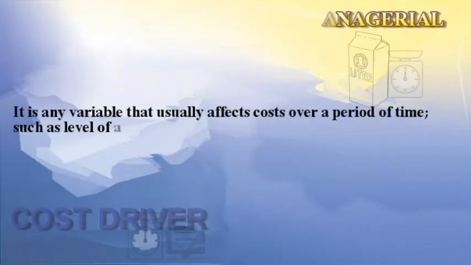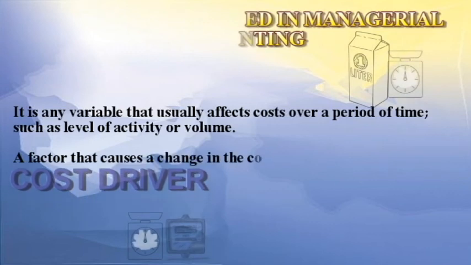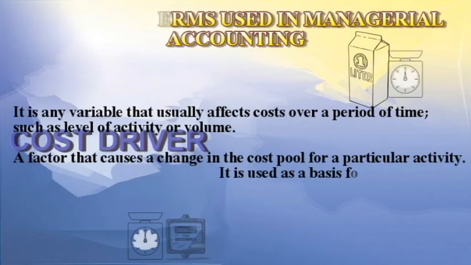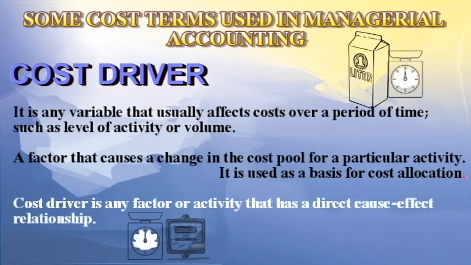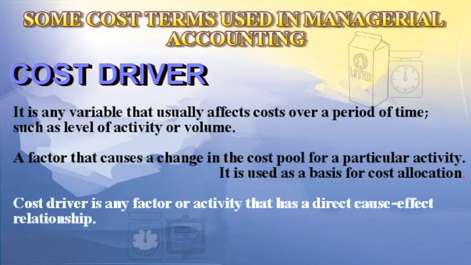Some of the cost terms used in managerial accounting. Cost driver. It is any variable that usually affects costs over a period of time, such as level of activity or volume. A factor that causes a change in the cost pool for a particular activity. It is used as a basis for cost allocation. Cost driver is any factor or activity that has a direct cause-effect relationship.